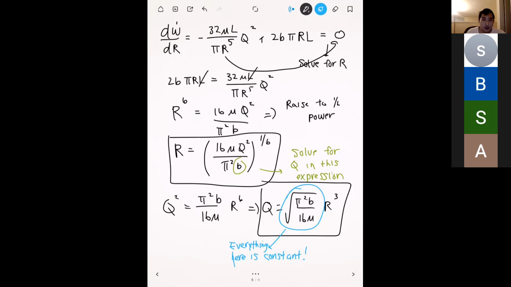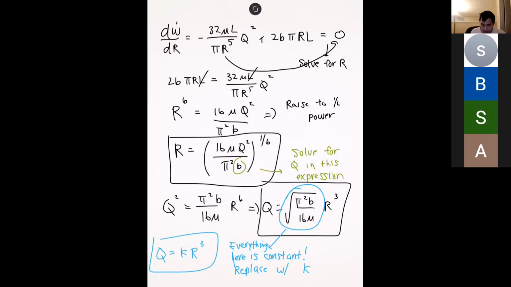And so if everything is just a constant there, for mathematical simplicity, we're going to replace it with another constant. Let's define a new constant called k and then plug that in there just so that we don't have to keep writing square root of pi squared b over 16 mu. And so in other words, what we have is q is equal to k r cubed. And this is the expression that we're going to use when we bring it back to our bifurcation.